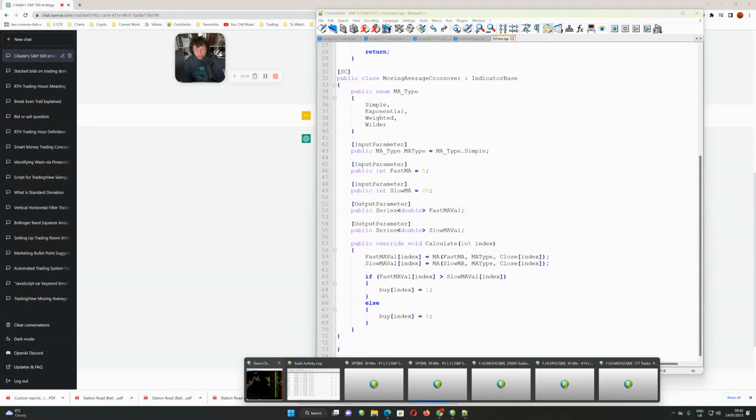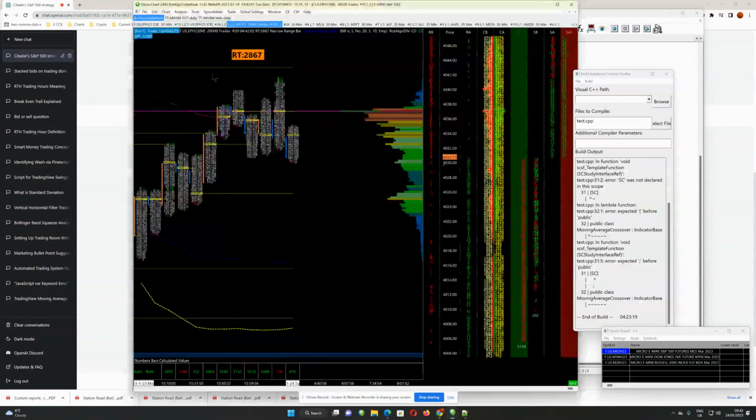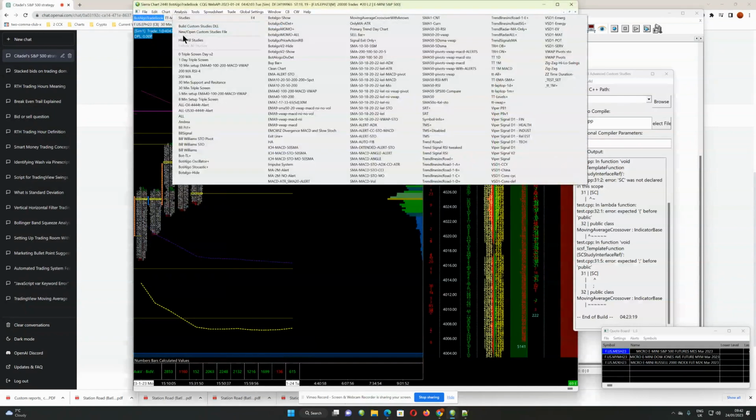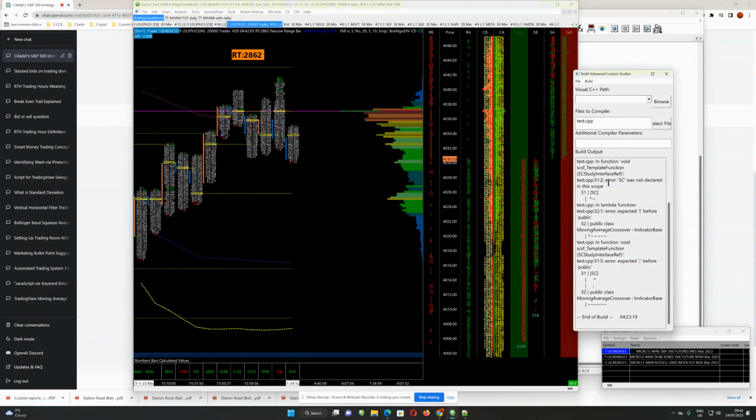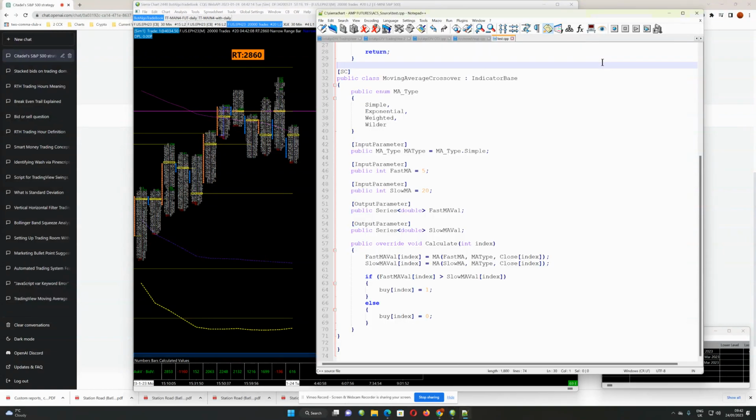In fact, if I just jump to Sierra Charts and just show you, here we go, build DLL. There you go. We got that on. We got a number of issues. But a point to note on this, it did actually get the overall functionality correct, i.e., the structure of how you would do this in Sierra Charts, i.e., here.